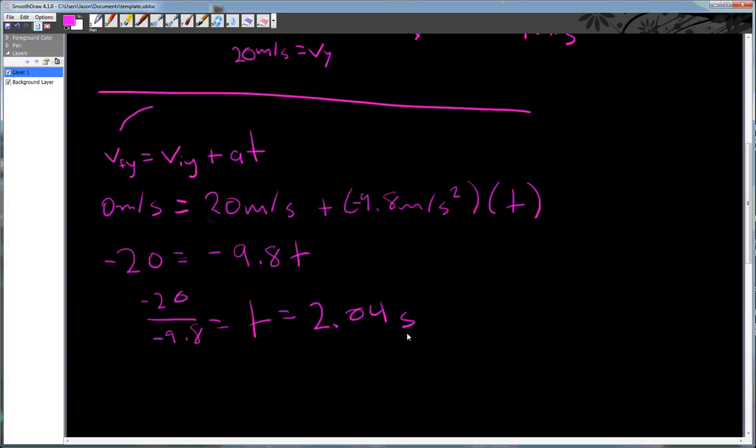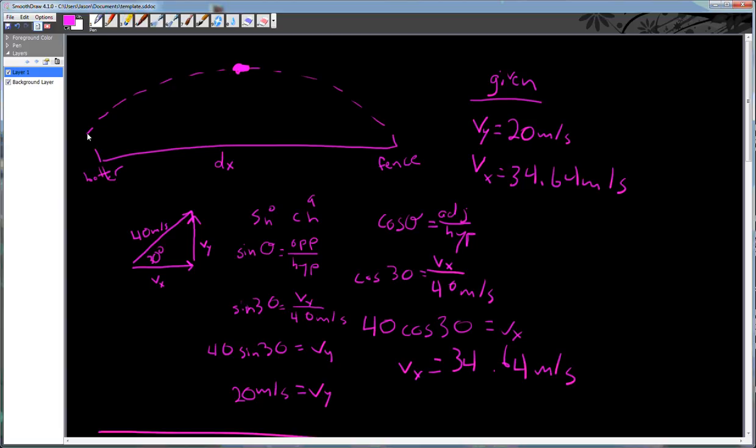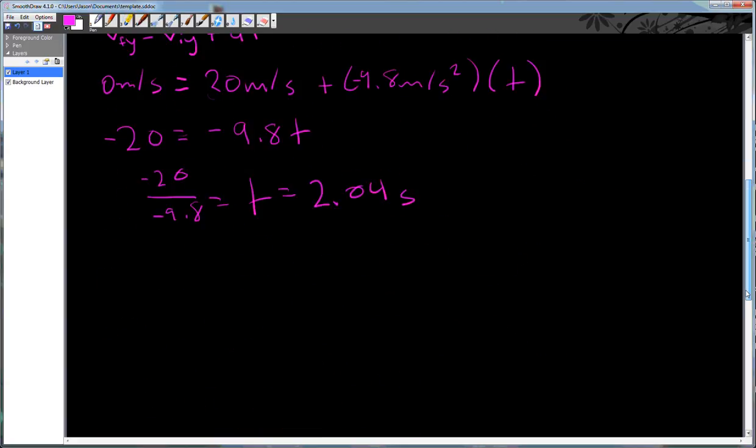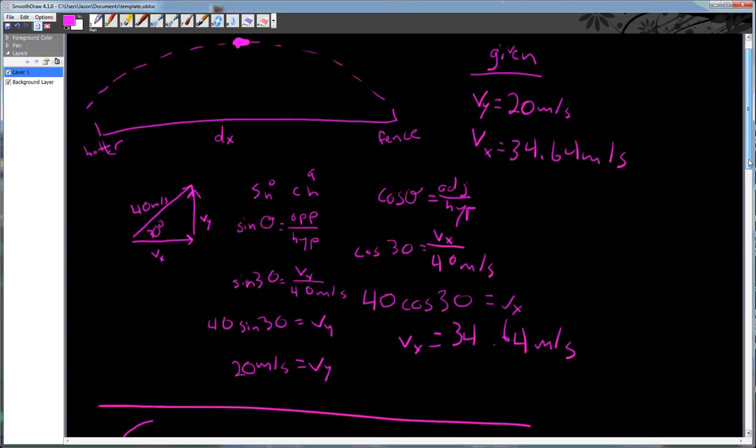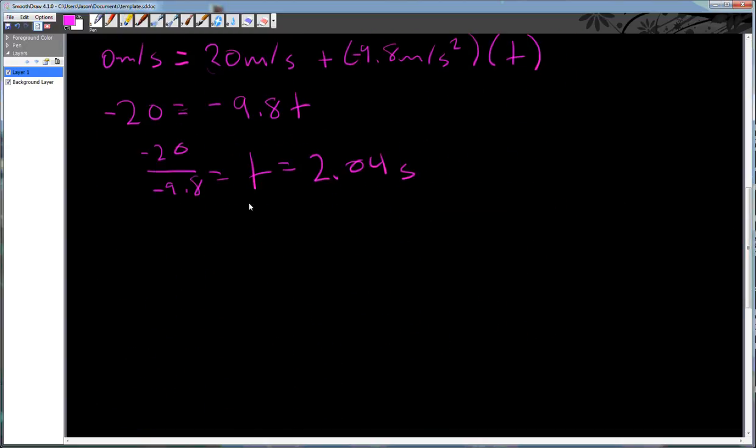That's the half time, right? The time it took for the first half of this trajectory, to slow down from its initial y velocity of 20 meters a second to the point where it had a y velocity of 0, took just about 2 seconds. Okay, so then we know that our half time, I'll call that t half, is 2.04. So our t total is going to be, let's just say, 4 seconds.